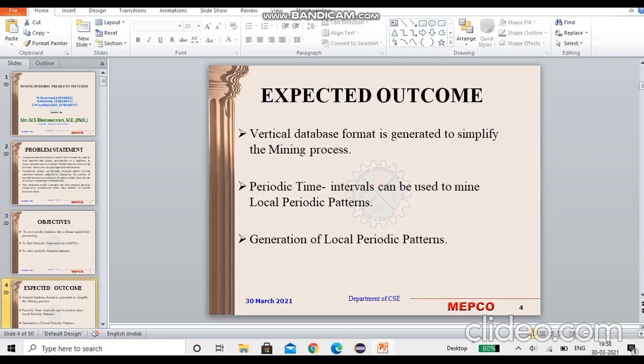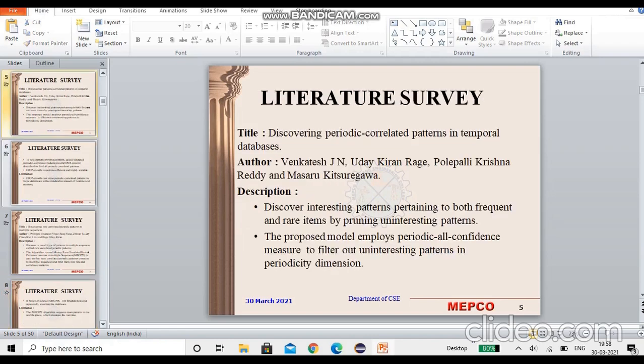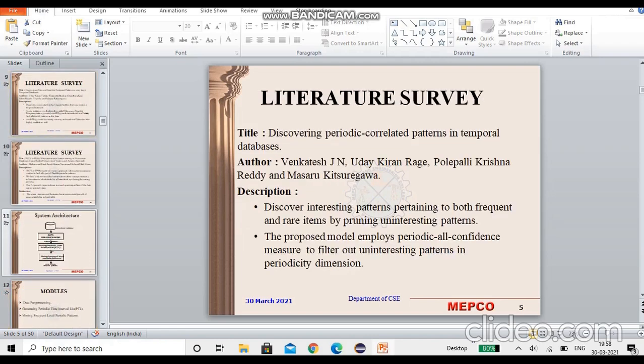And the outcome: the vertical database is generated and the periodic time interval list can be generated. It can be used to mine the local periodic patterns. A local periodic pattern is nothing other than a pattern that appears periodically in some non-predefined time intervals. And the next outcome is the generation of the local periodic patterns.